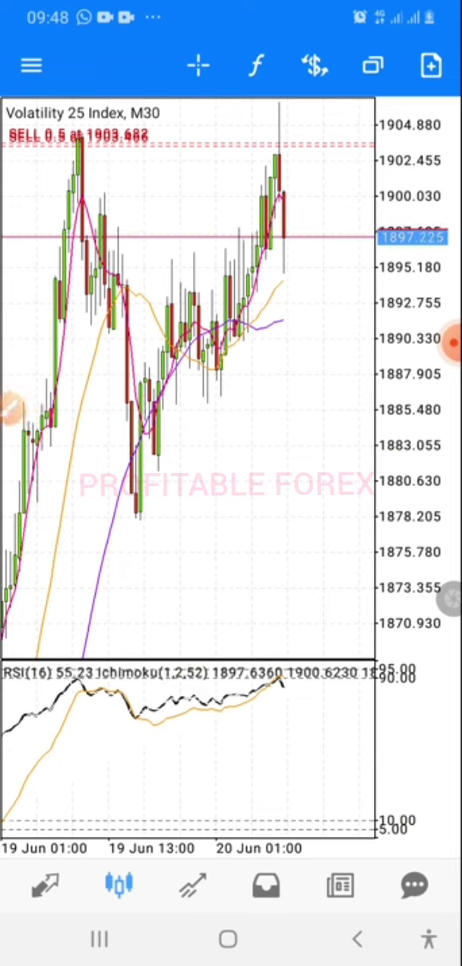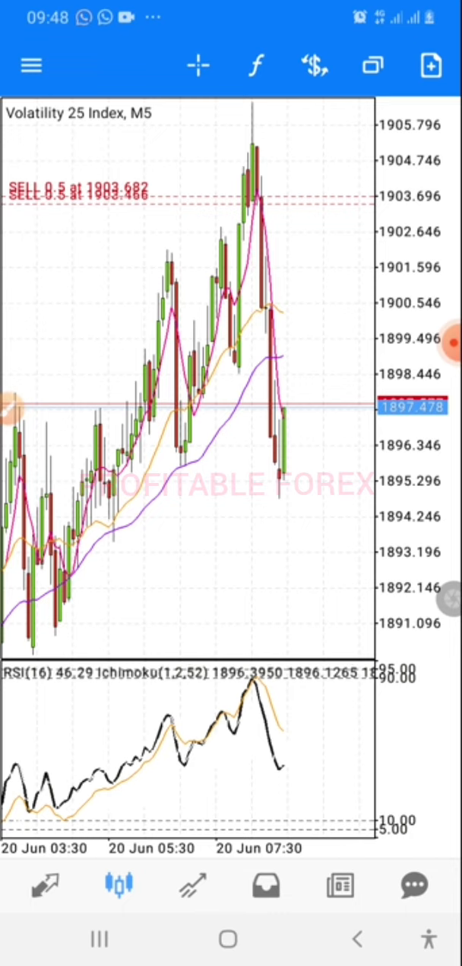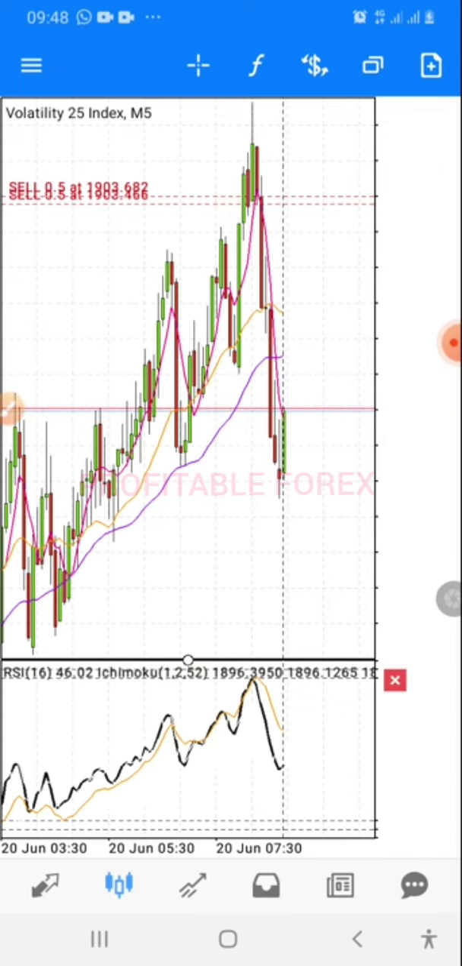So let's check out our 15 minutes time frame. Okay, let's check out our 5 minutes time frame. So you see, it's reversing. It reversed a bit. It went bullish a bit, but it's still going to come down because we have this confidence from the upper time frame, the 30 minutes, 15 minutes time frame, that it is going to come down. Let's check out the 1 hour time frame.